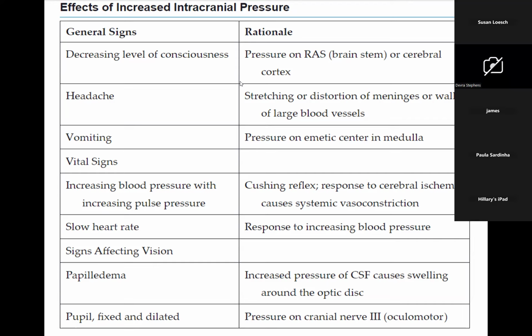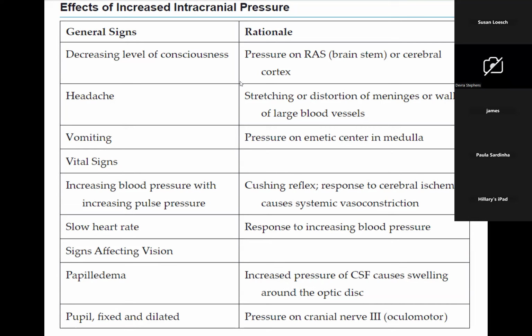We're going to see a change in the vital signs. So what kind of change? We'll see an increase in the blood pressure. And this is because of something called Cushing's reflex. The brain's not getting enough blood flow. We call that cerebral ischemia. Ischemia means we're not getting enough blood flow, and it's to the brain, so it's cerebral. So Cushing's reflex is the brain's not getting enough blood flow.